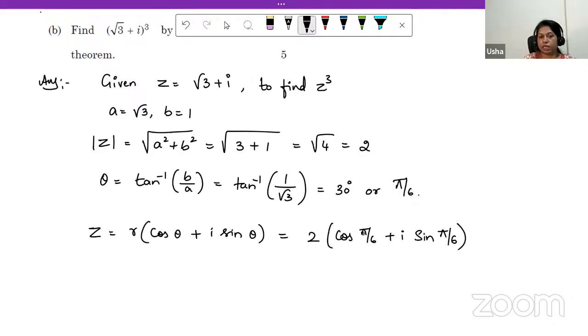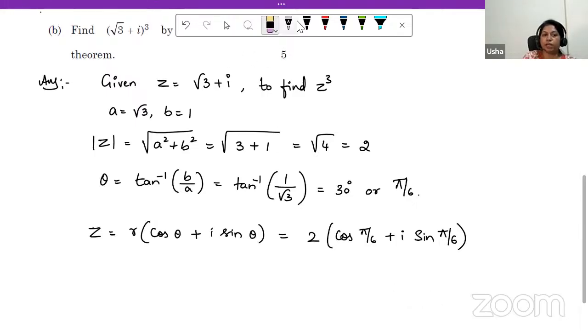Just check whether it is correct. Pi by 6 is 30 degrees, and cos 30 is root 3 by 2. I into sin pi by 6 is 1 by 2. When multiplied with 2, the 2 gets cancelled and you will get root 3 plus i, which is this one. Now this is z.